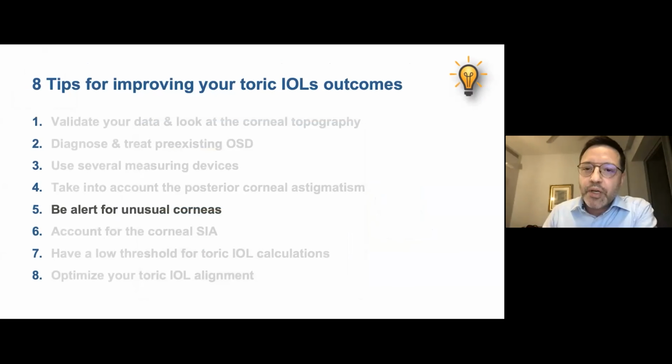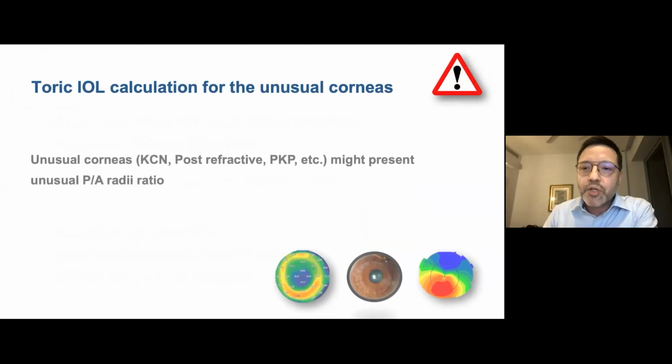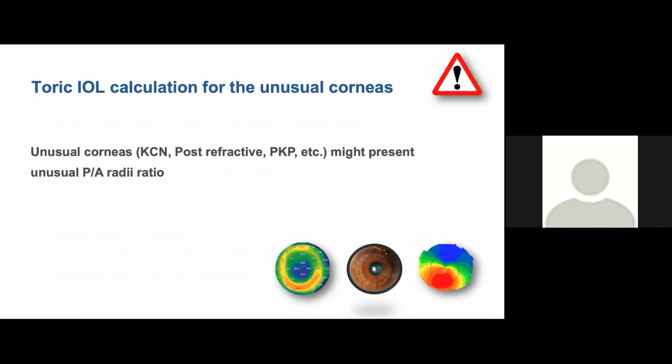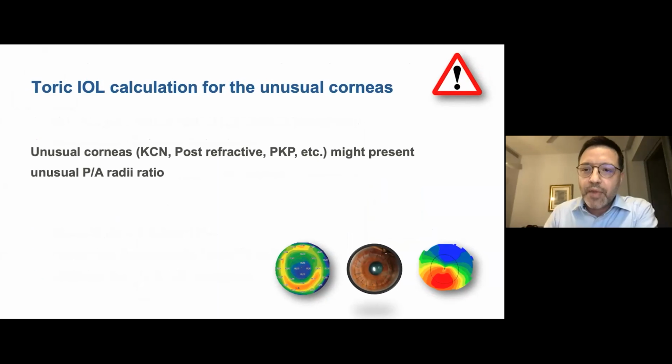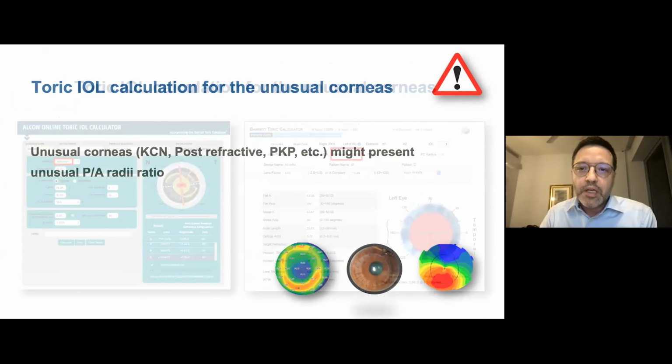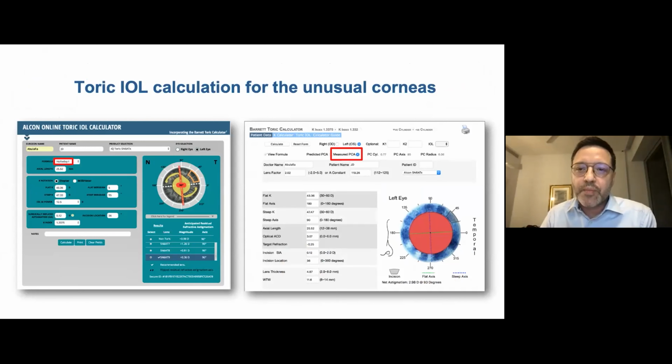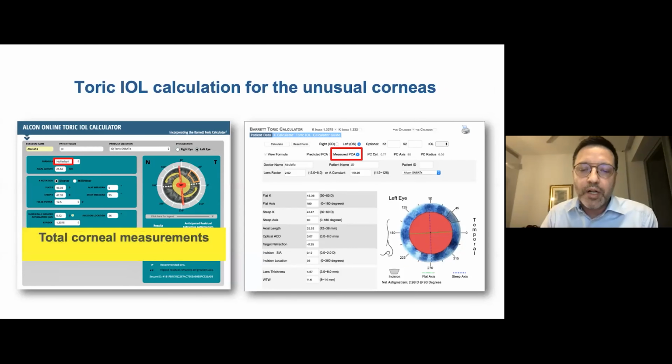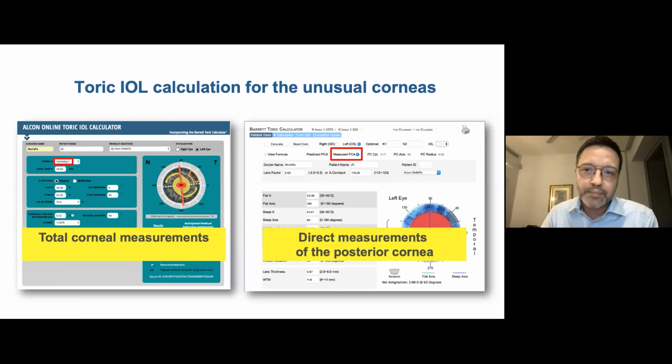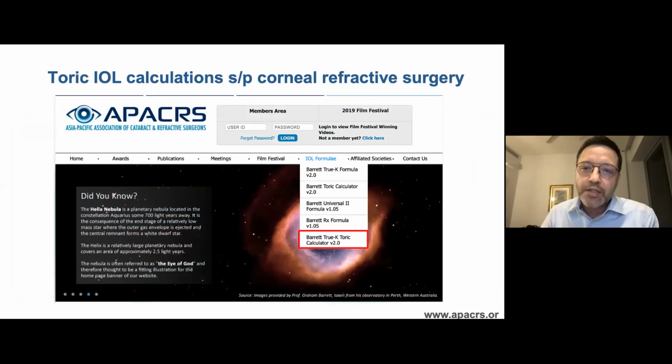Now, the next tip is to be alert for the unusual corneas. Unusual corneas like keratoconus and post-refractive eyes might present an unusual ratio between the anterior and the posterior corneal surfaces. However, standard mathematical models are not designed to account for that. So the best available solution for these patients might be either to use total corneal measurements with standard toric calculators, or another alternative is to use the Barrett toric calculator with direct measurements of the posterior cornea. And for post-refractive eyes, you can use the Barrett-Rabinowitz toric calculator, which incorporates a specific mathematical model for these corneas.